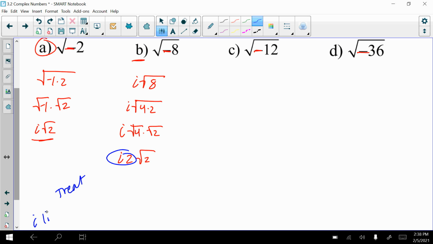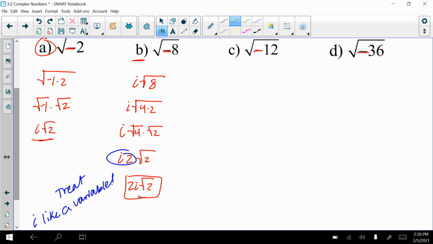Treat i like a variable. You wouldn't write x2, right? You'd write 2x. So the way we're going to write our final answer would be 2i times the square root of 2. That'd be our final.